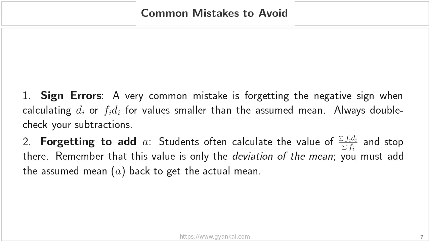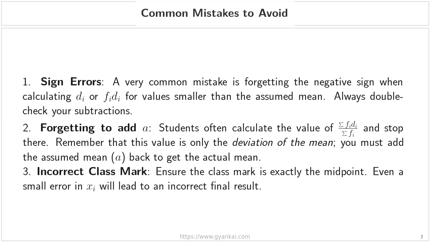Second, a very important point. Do not forget to add the assumed mean back at the very end. I have seen many students perform all the hard work, calculating the sum of f sub i times d sub i and dividing it by the sum of f sub i, and then they simply stop. Remember, the value you get from that fraction is merely the average deviation. To find the actual arithmetic mean, you must add your chosen assumed mean back to that result. Without adding, you haven't completed the formula.